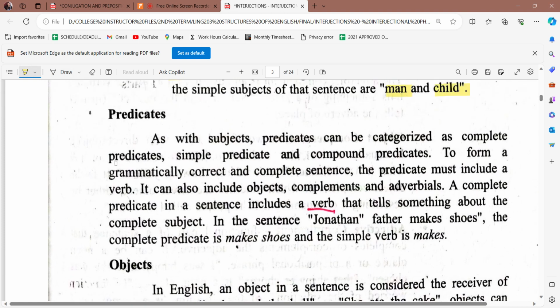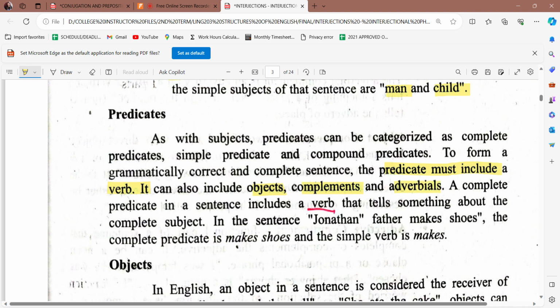Okay, now let's go to predicates. As with subjects, predicates can be categorized as complete predicates, simple predicates, and compound predicates. To form a grammatically correct and complete sentence, the predicate must include a verb. It can also include objects, complements, and adverbials.